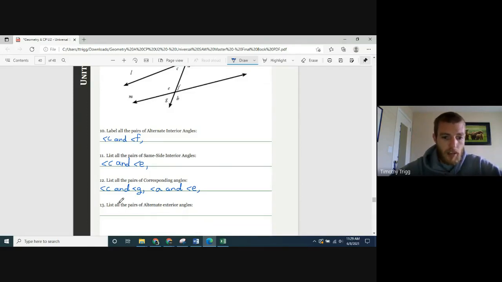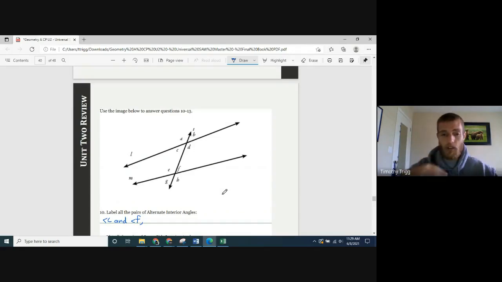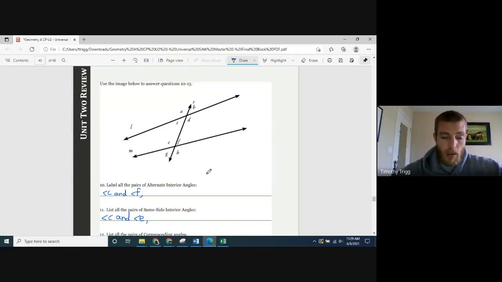All right. List all the pairs of alternate exterior angles. So exterior, we're looking for the outside angles, and we're looking for alternate exterior. Now, if you recall, each exterior has an alternate, right? So for angle A, it's an exterior. What would be its alternate exterior pair? Well, it's on the alternate side of the transversal. It's over here, actually. So angle A with angle H in this case.